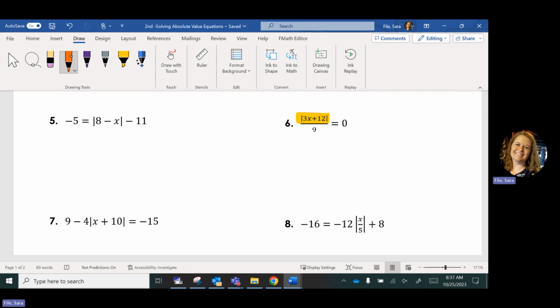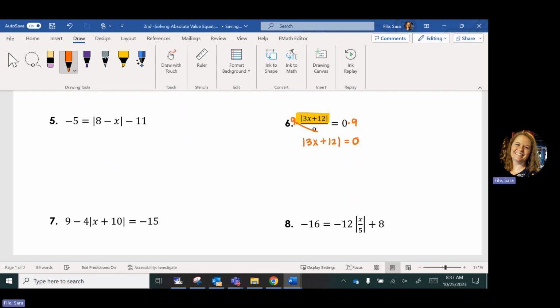Multiply. The opposite of divide is multiply. So I'm going to multiply by 9. And what I do to one side, I do to the other. So I get rid of the 9 over here. It reduces. That's just a 1 now. So I've got the absolute value of 3x plus 12 is equal to what? What's 0 times 9? Still 0. Well, how about that?